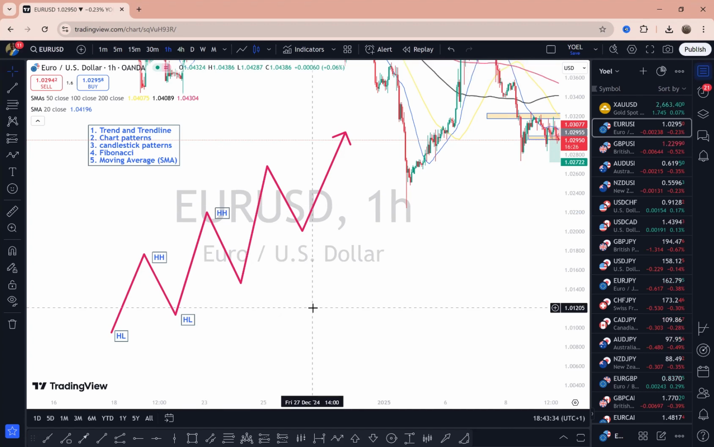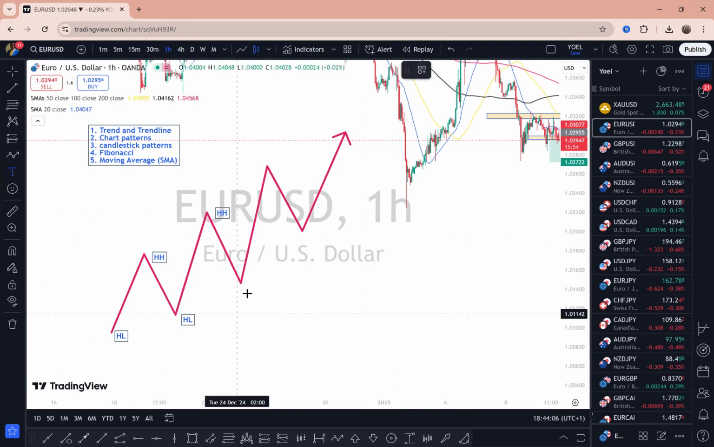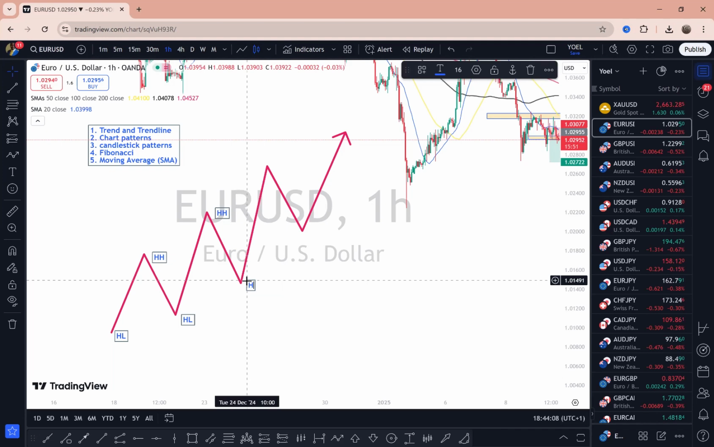So as a trader, you should be buying in an uptrend, you should be buying at the high low. And then you sell at high. That means you take your profit at high. You buy at the high low. Then you take your profit at the high. That means I am buying here, high low. I am buying here.